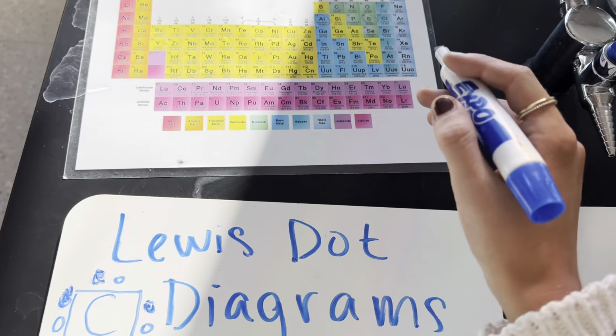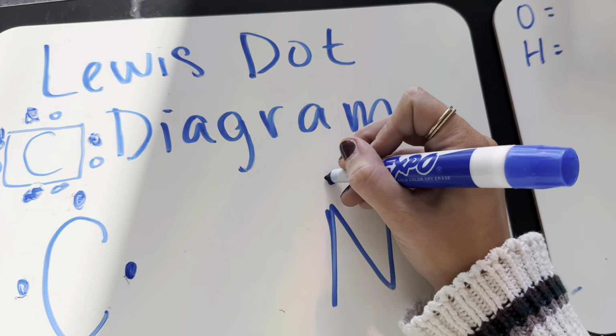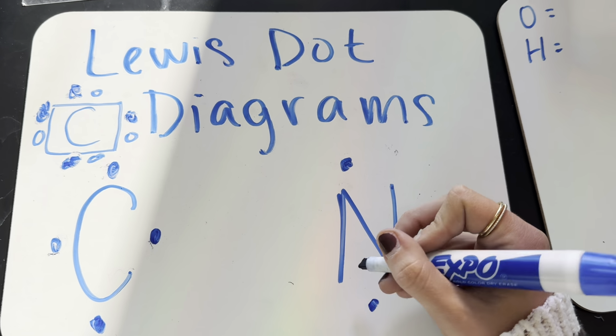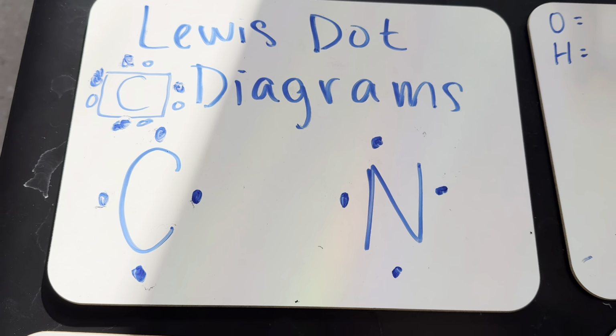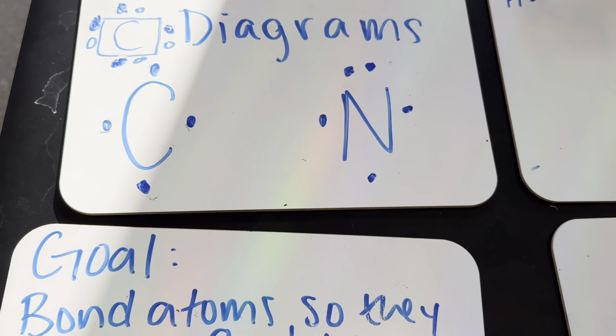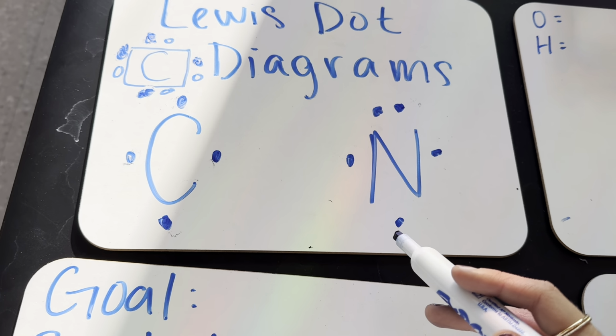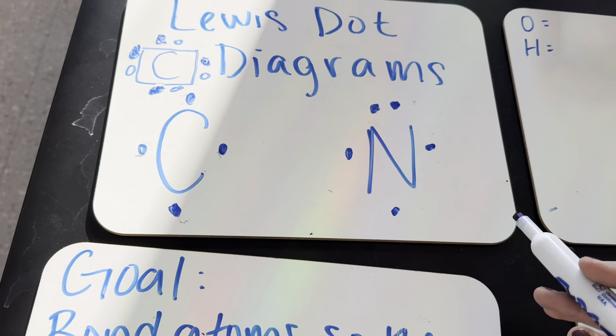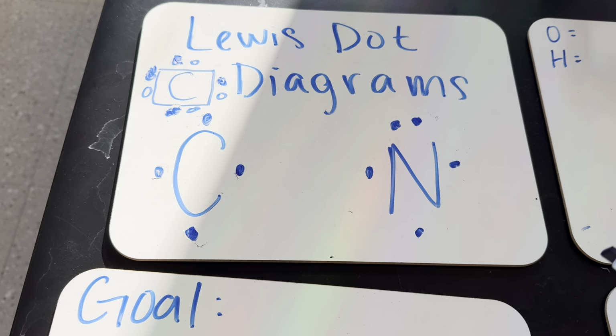So for nitrogen, which has 5 valence electrons, I would do 1 on each side. But I need 5, that's only 4. Now I'm allowed to pair them because I have 1 on each side. So anyway, that's going to be really important today when we start bonding them. So if you don't know how to do that, maybe go look at my old video on that.